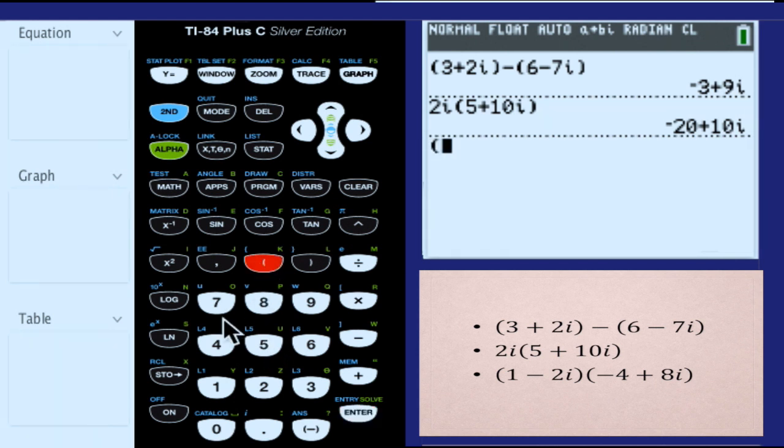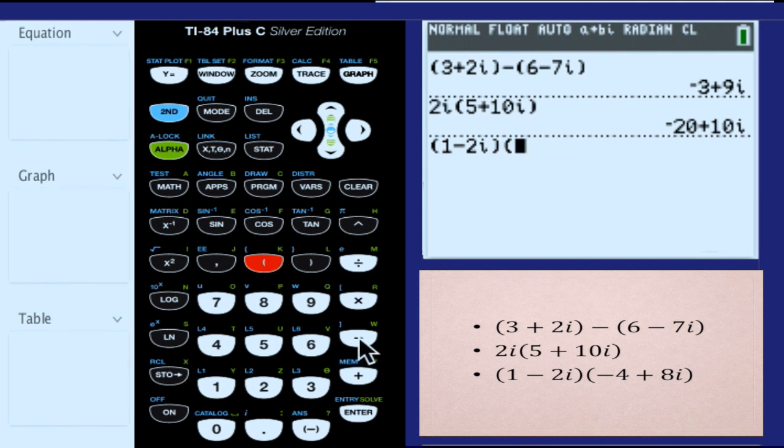Open parentheses, 1 minus 2i, second, or the blue button, decimal point, close your parentheses. You don't have to press times. The calculator understands that a left parenthesis immediately following a right parenthesis means multiply. That's part of the programming of the calculator. So we're going to press the right parenthesis. This time we do need to press negative 4.